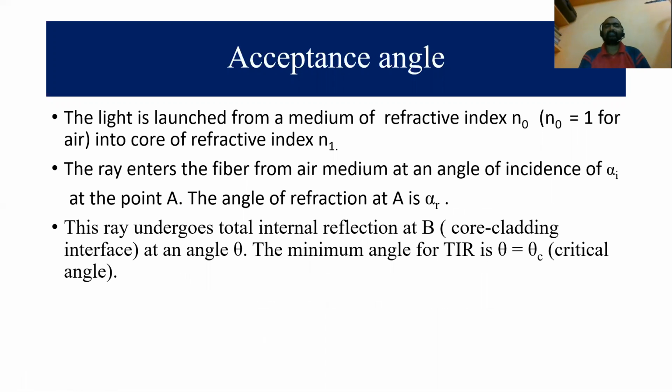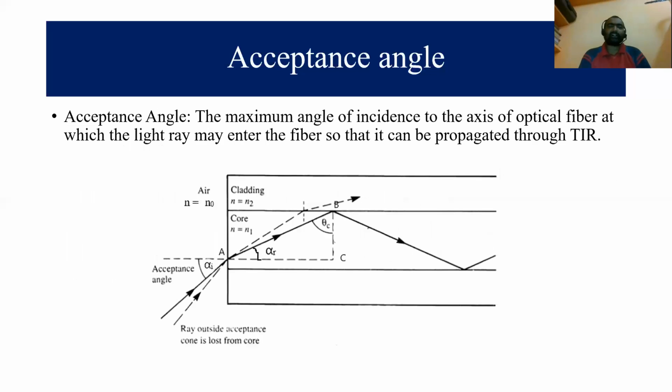The ray enters the fiber from an air medium at an angle of incidence of alpha I at the point A. The angle of refraction at A is alpha R. Here you can see the angle between axis and the incident light ray is alpha I. So this light ray enters the core medium at point A. Now it is getting refracted, so this refracted light ray has an angle of refraction of alpha R.